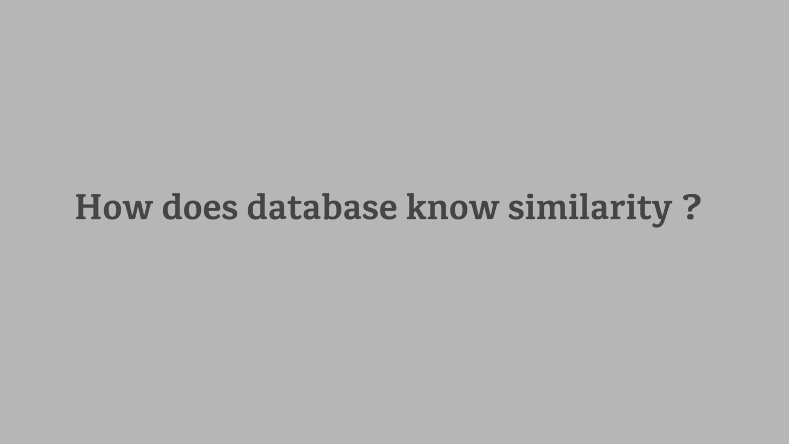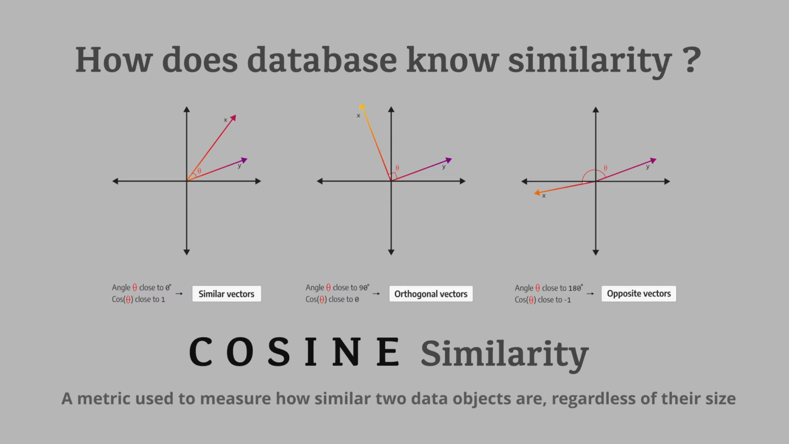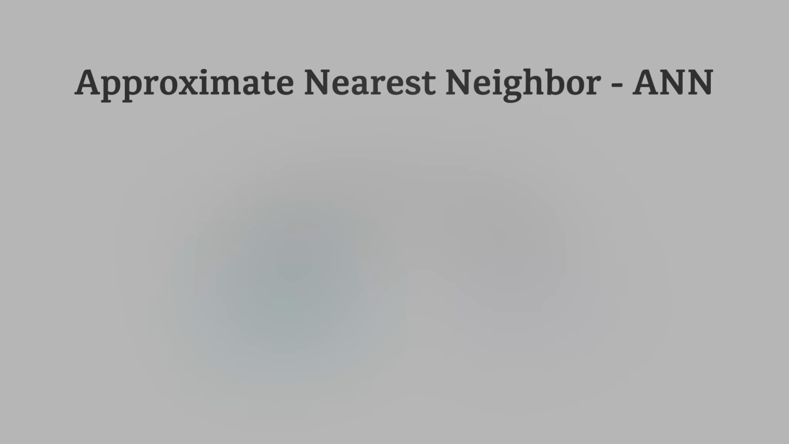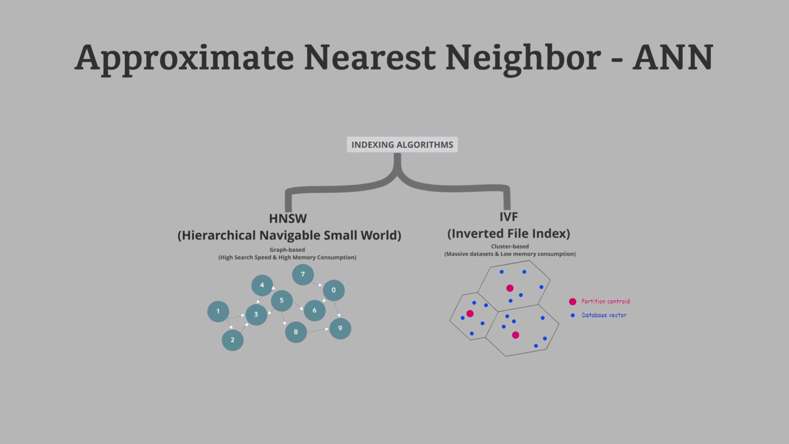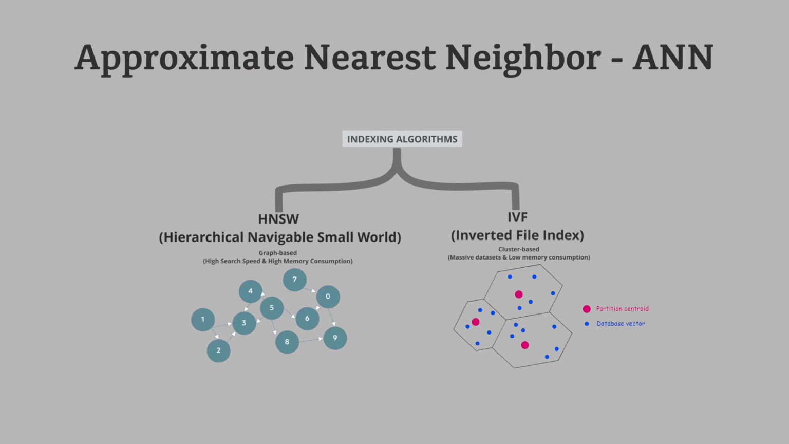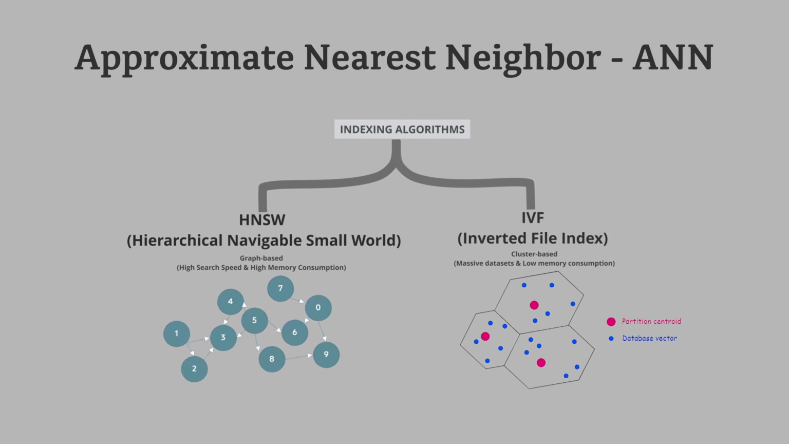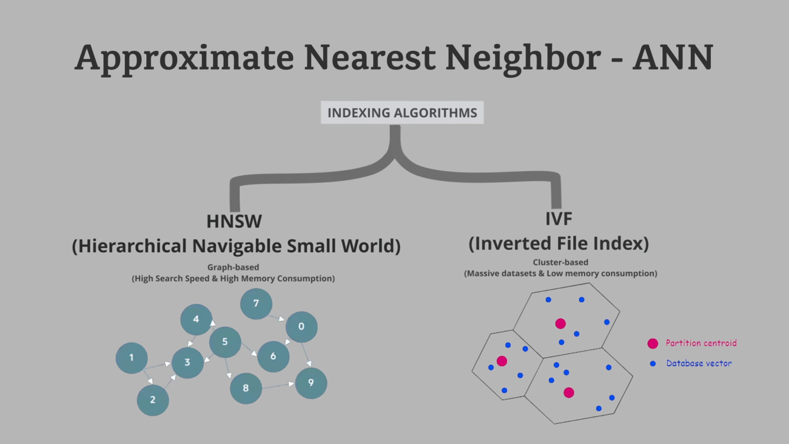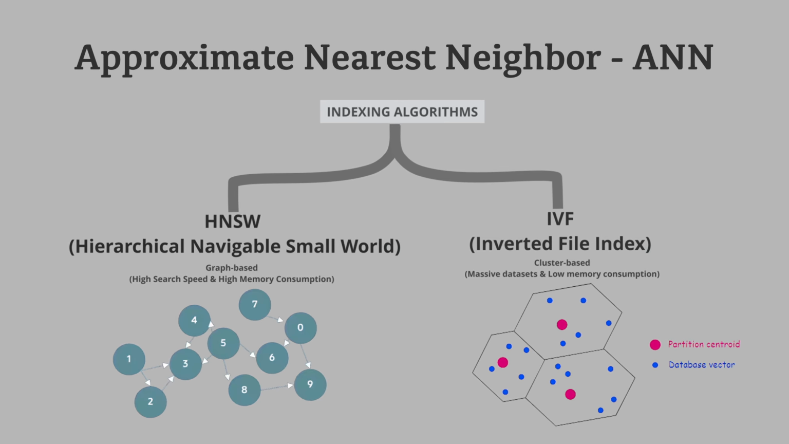Now how does the database know which vectors are similar? Using math, mostly something called cosine similarity. A smaller angle between the vectors means higher semantic similarity, so the system retrieves the nearest vectors related to the user query. This process is called approximate nearest neighbor (ANN) search, and internally, vector databases use indexing algorithms like HNSW, hierarchical navigable small world, a graph-based technique offering extremely high search speed with higher memory usage, whereas inverted file index is a clustering-based technique that offers lower memory consumption, suitable for massive datasets.